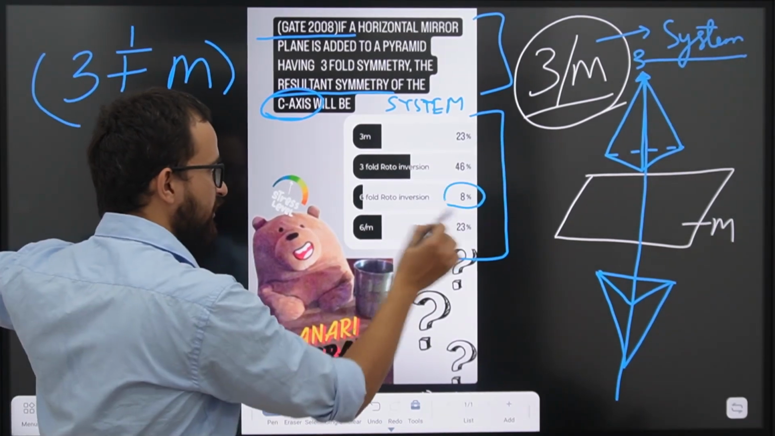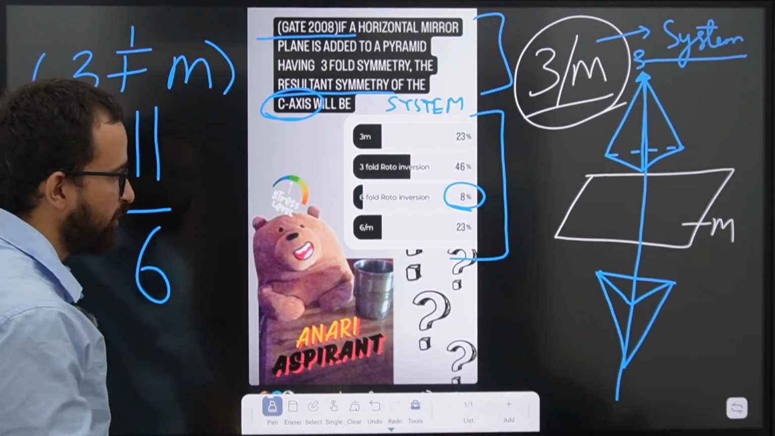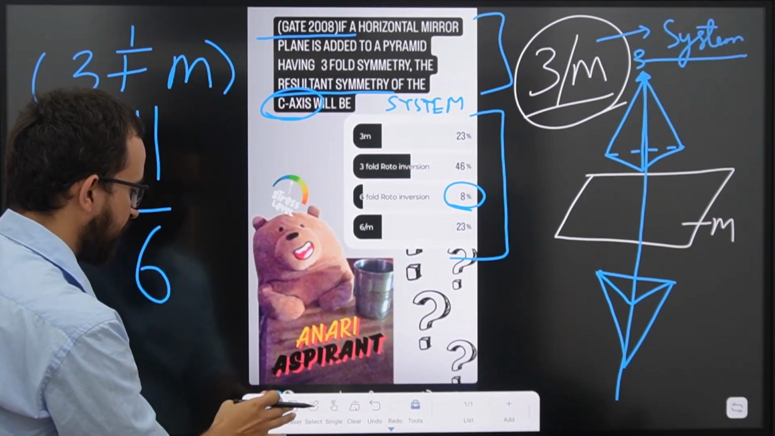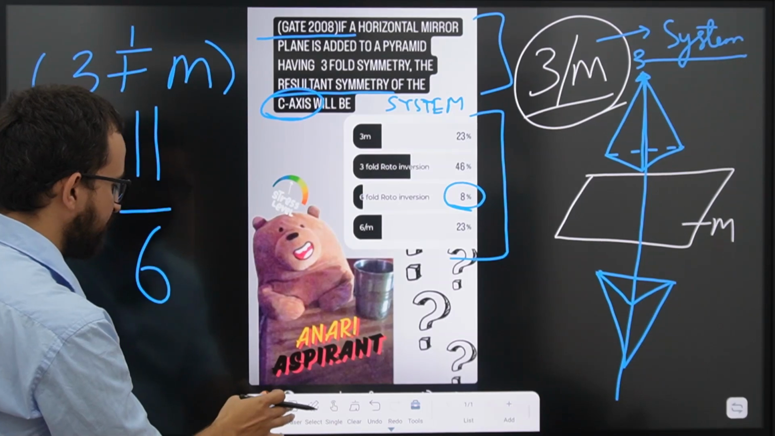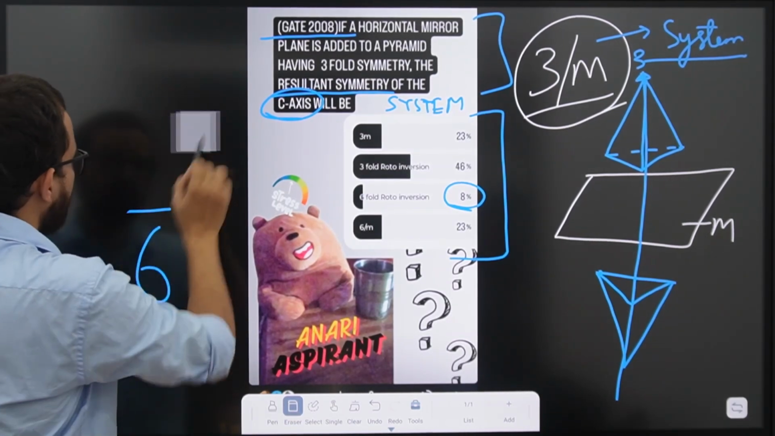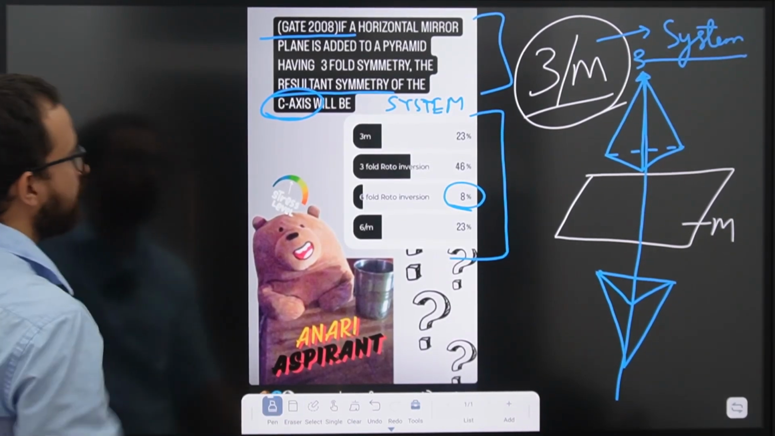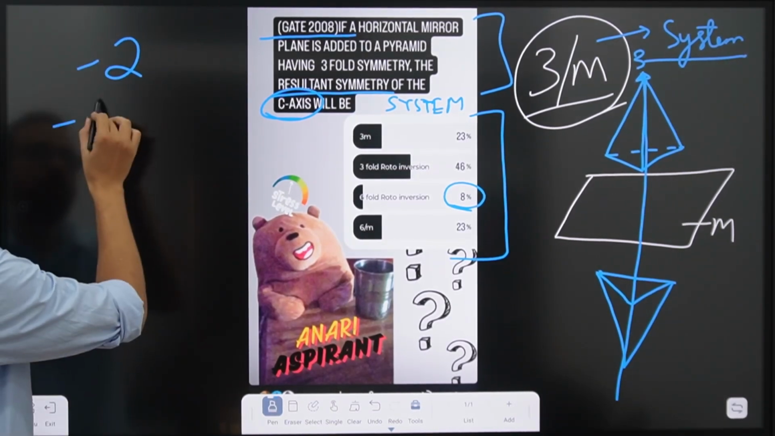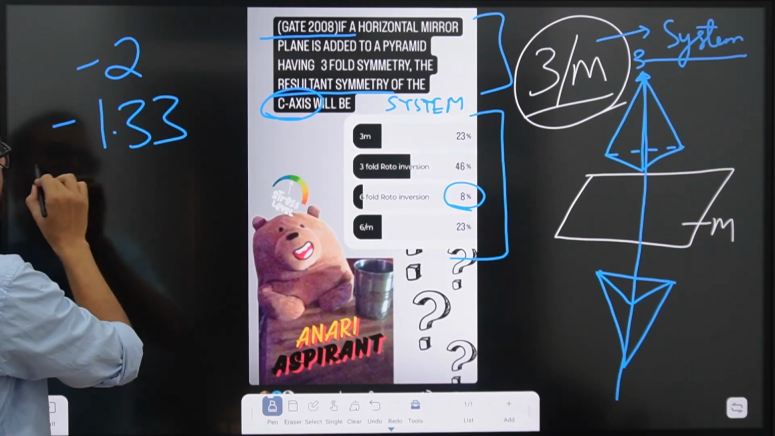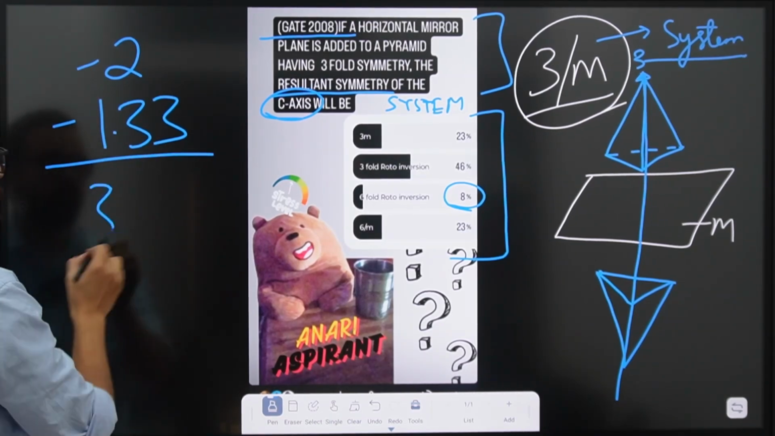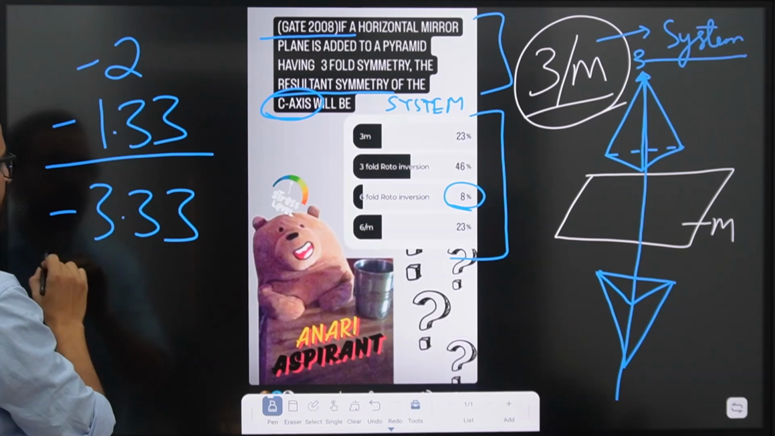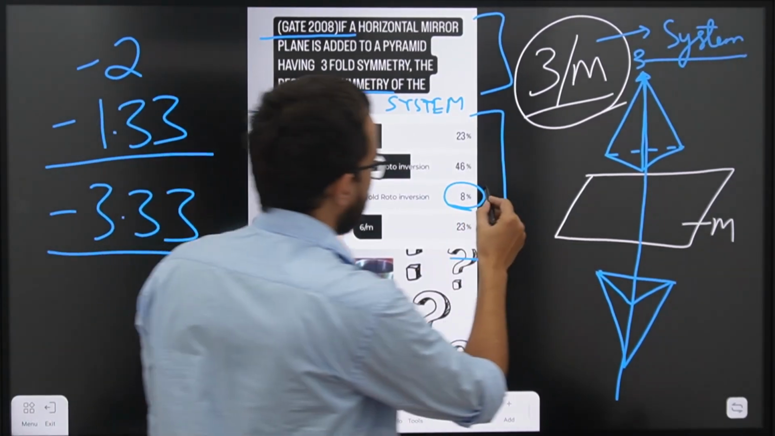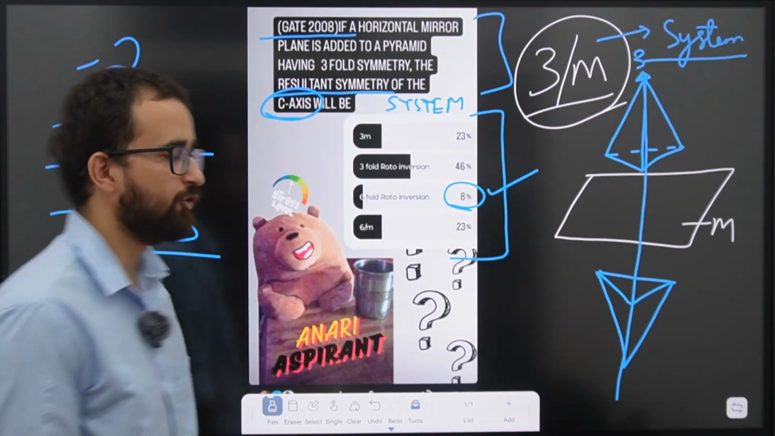Yes, we see that. So 8% of the population marked 6-fold roto-inversion as the correct response, and they were right. The rest of them, they also achieved something. What they achieved was that they lost 2 marks in their examination, and above that they got a negative marking, and the result is they are behind the competition by around 3.5 marks. So this is the correct response, 6-fold roto-inversion. Okay.